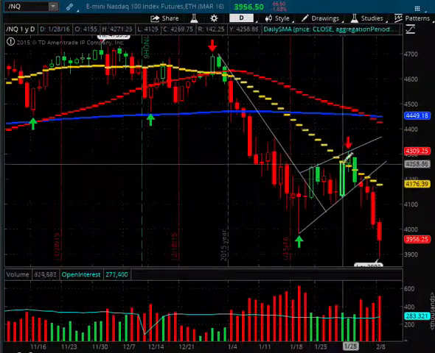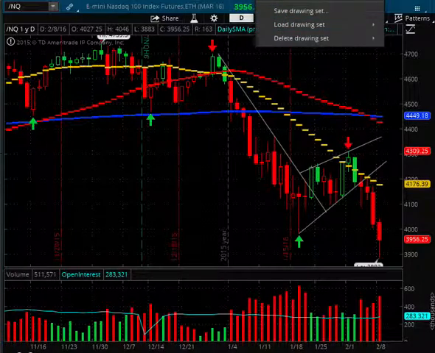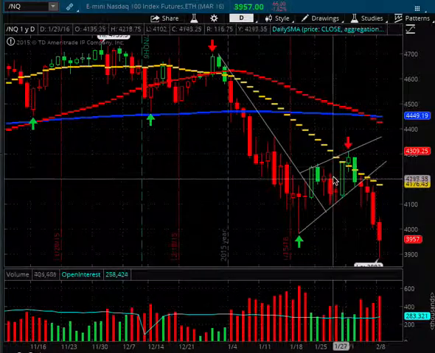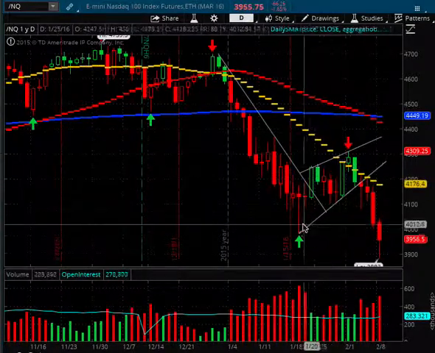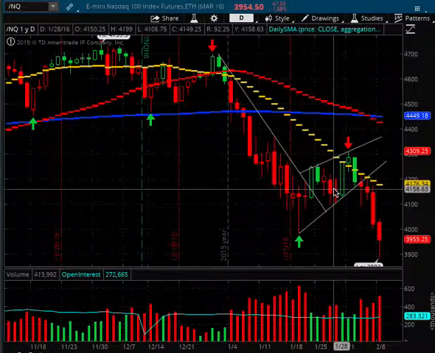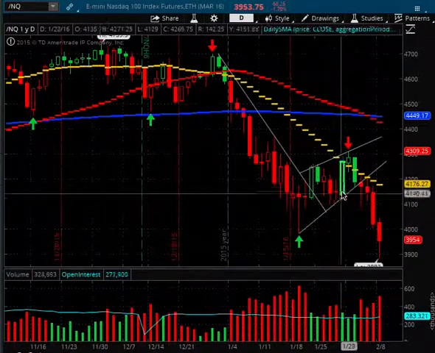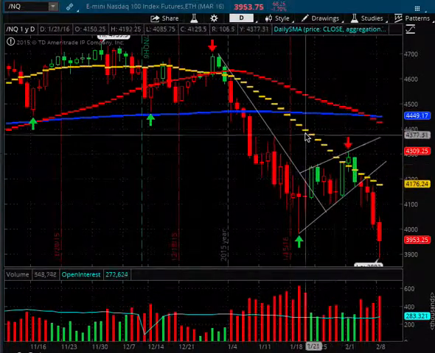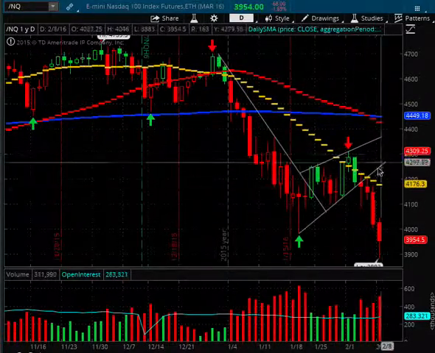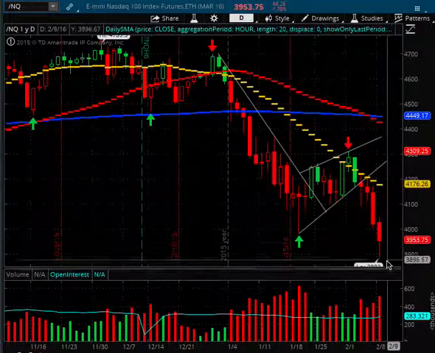But if you notice here, we hit the 20-day moving average. Just about every single ETF is doing the same thing: the S&P 500, the Dow, and the NASDAQ. We're hitting this 20-day moving average. We break out of this bear flag pattern, and it's off to the races down.